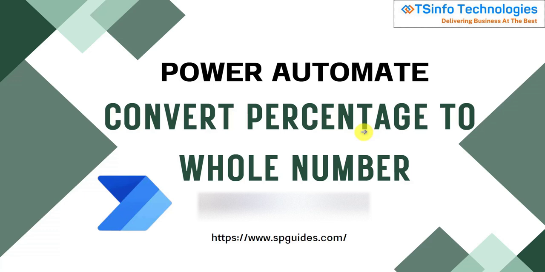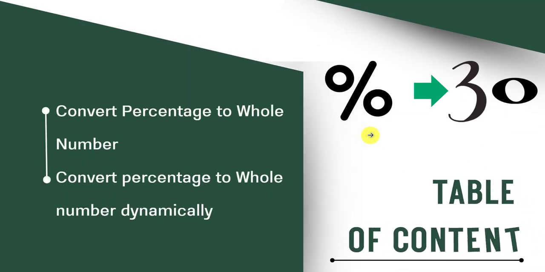Today we will see how we can convert percentage to whole number using Power Automate. Here we will see two examples: how we can convert percentage to whole number, and how we can convert percentage to whole number dynamically. From a SharePoint list we will take the percentage columns and convert them into whole numbers. Now let's start with the first one.